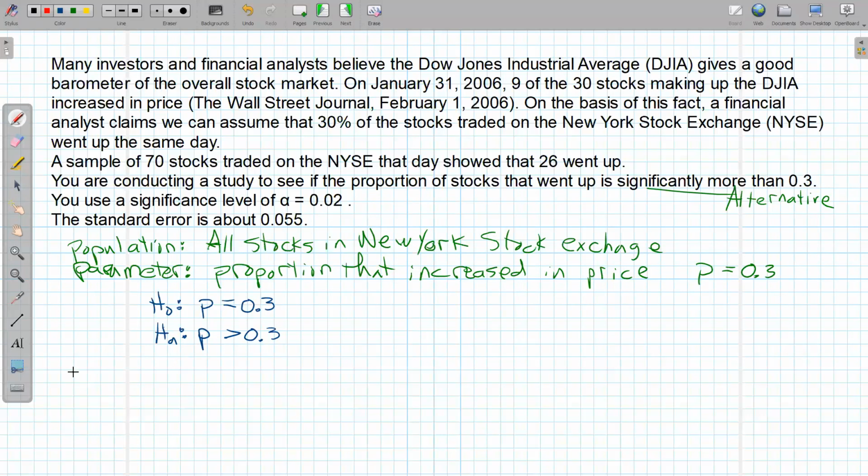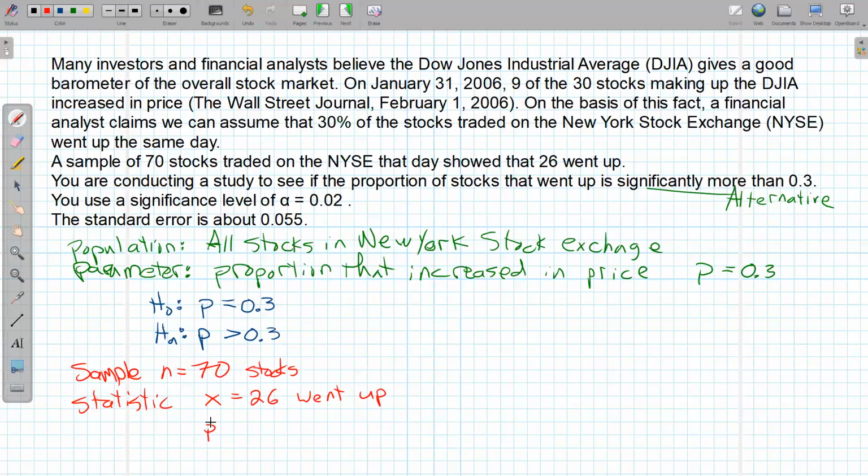Then I have a sample. Sample has n equals 70 stocks. Now the sample isn't 70, there's 70 stocks and somebody looked to see, did it go up or not? Somewhere somebody has a spreadsheet that says went up, didn't go up, went up, didn't go up, and they counted X equals 26 went up. So that's one statistic here.